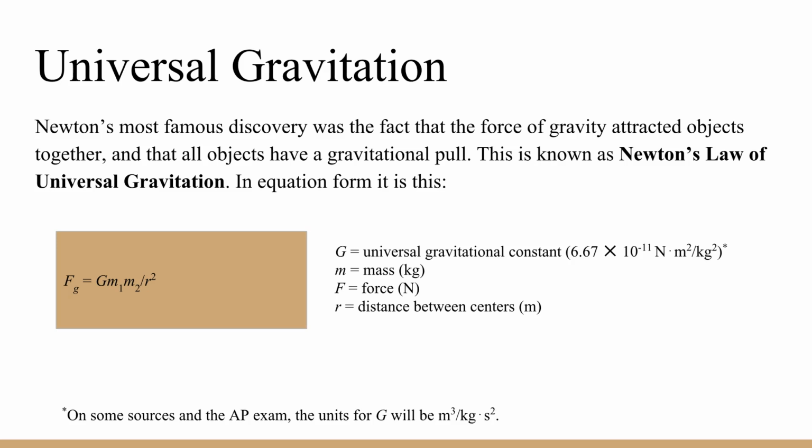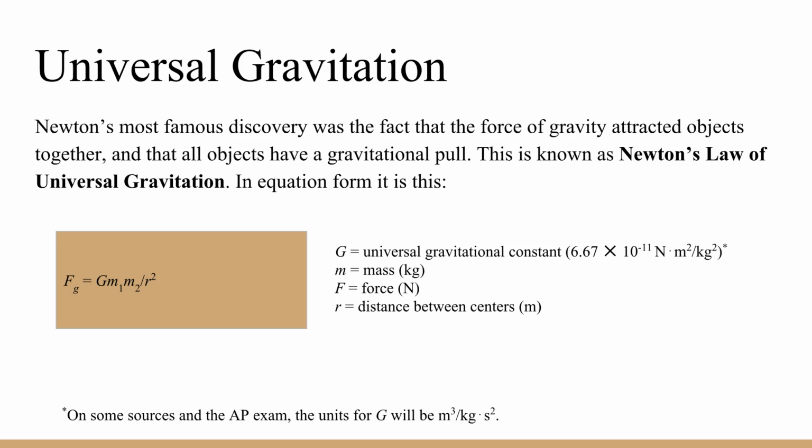r equals the distance between the centers of the objects in meters. And the proportionality constant G is known as the universal gravitational constant. This number is about equal to 6.67 times 10 to the negative 11 newton meter squared over kilogram squared. However, on the AP exam in some books, it will appear as meters cubed over kilograms seconds squared.